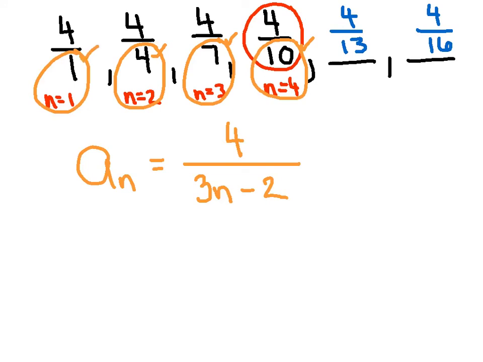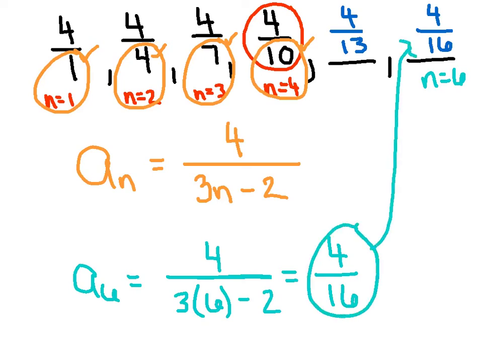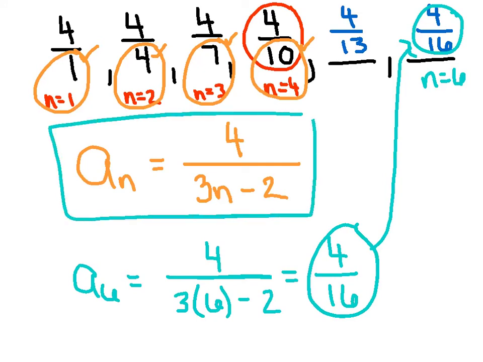All right, now for the real test. This over here was my 6th term. Let's see, a sub 6. Let's go ahead and substitute a 6 in for that n. And we've got a 4 all over 3 times 6, 18. 18 minus 2, 16. Woo, baby, look at that. We got ourselves a match. That's good stuff right there. So we know with confidence that this right here in this box is my final answer. That's an explicit formula for the nth term.